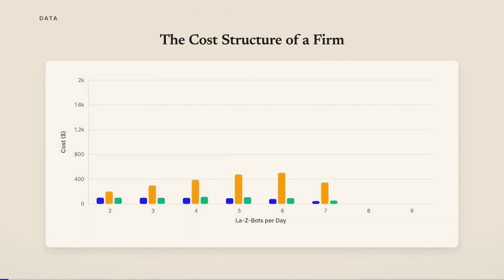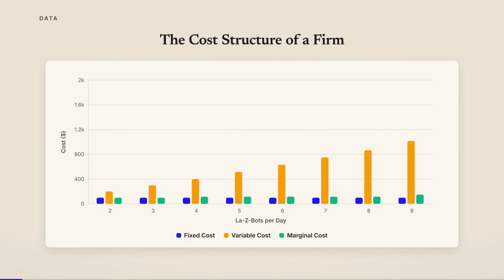Now we cross from the consumer side to the producer side. Every firm faces two kinds of costs. Fixed costs do not change with output: rent, insurance, equipment leases. Variable costs do change: raw materials, hourly labor, electricity. The source gives us a concrete table for a company making Lazibots per day. Fixed costs stay at $100 regardless of output.